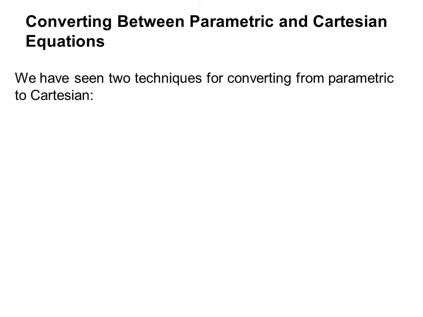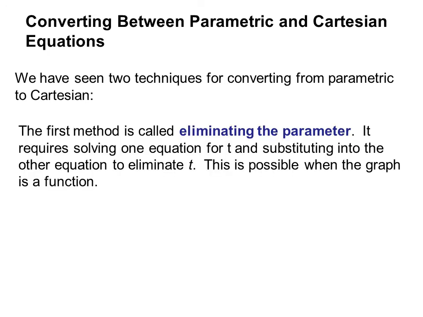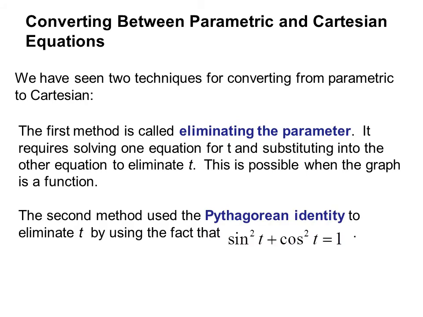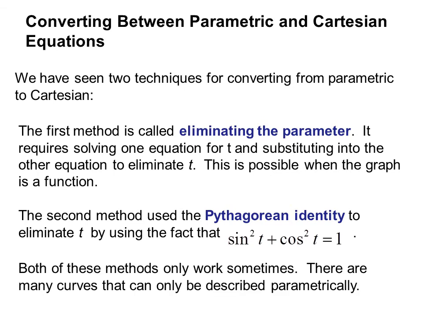Converting between parametric and Cartesian equations. We have seen two techniques for converting from parametric to Cartesian. The first method is called eliminating the parameter. It requires solving one equation for t and substituting into the other equation to eliminate t. This is possible when the graph is a function. The second method used the Pythagorean identity to eliminate t by using the fact that sine squared t plus cosine squared t equals 1. Both of these methods only work sometimes. There are many curves that can only be described parametrically.